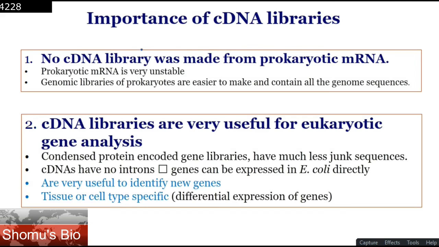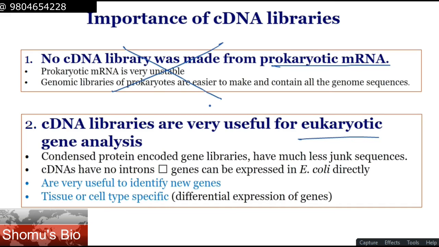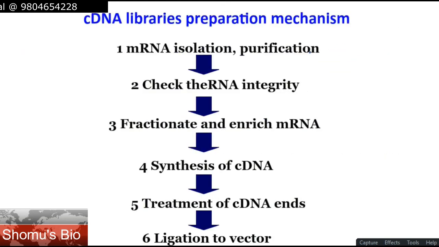So, the importance of cDNA libraries. No cDNA library was made from prokaryotic mRNA because we don't need them in the first place. We need cDNA libraries for eukaryotes, because eukaryotes have a lot of genetic components which are non-coding. We need to exclude all of it. We need to select only the coding sequences, and that is possible if we eliminate any other non-coding regions, keeping the coding regions. So the steps of cDNA library preparation begin with mRNA isolation and purification.